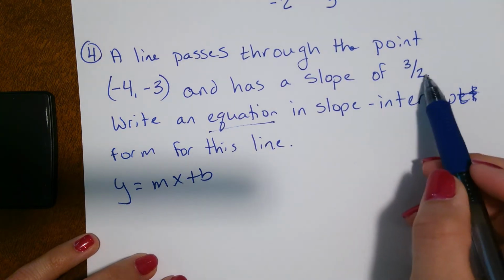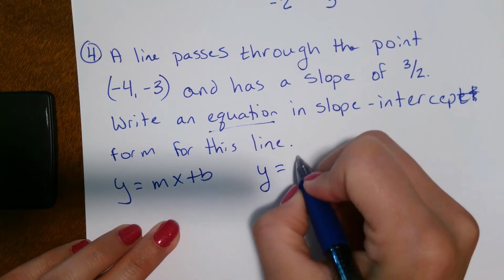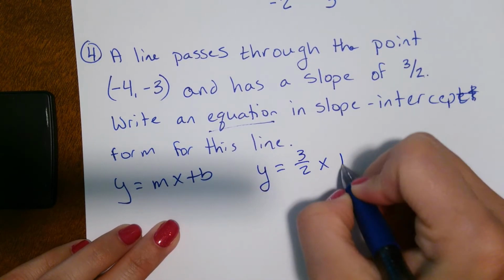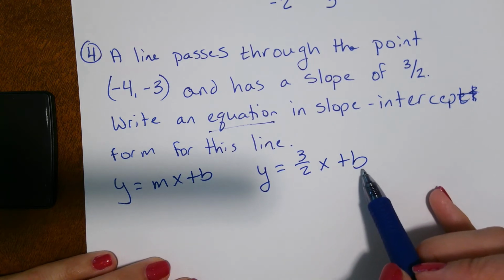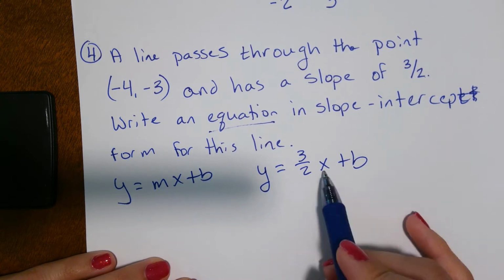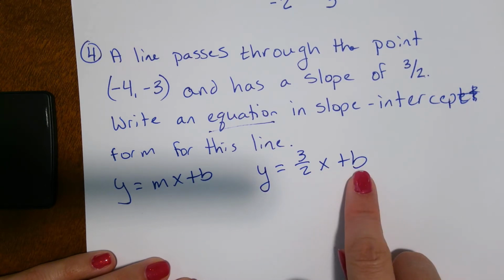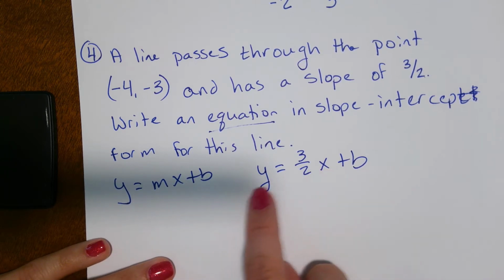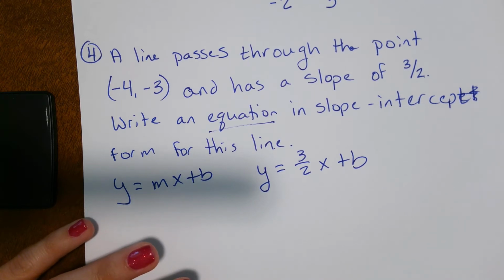Again, m is slope, and they give me slope. So right now, I already know y equals 3 over 2x plus b. You're halfway there. The only other thing that I need to know is what my y-intercept is. I have three variables here. I have a y, I have an x, and I have a b. B is my y-intercept. Do I have an x or a y that I could plug in? If I could plug in values for two of these three variables, I could solve for the remaining variable, right?